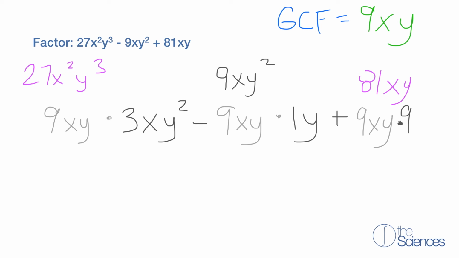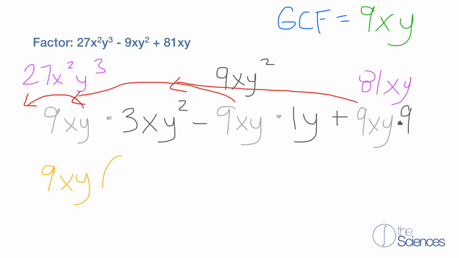So now, our last step is to factor out our greatest common factor. So here we're going to factor out 9xy, and here we're going to factor out 9xy. So when we do that, we get 9xy times 3xy squared minus y plus 9.